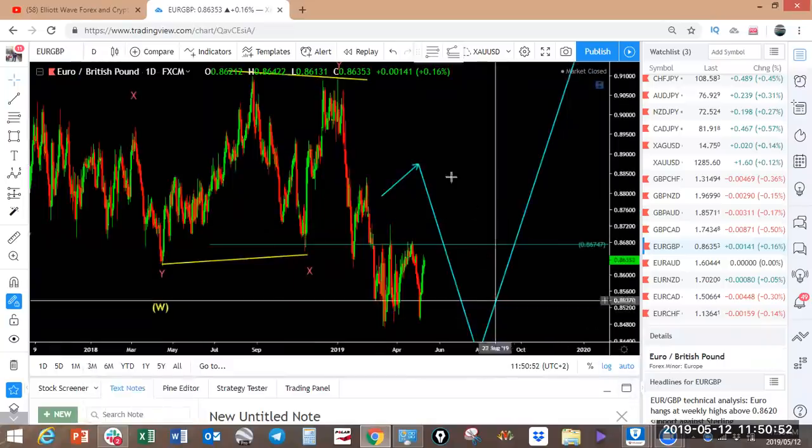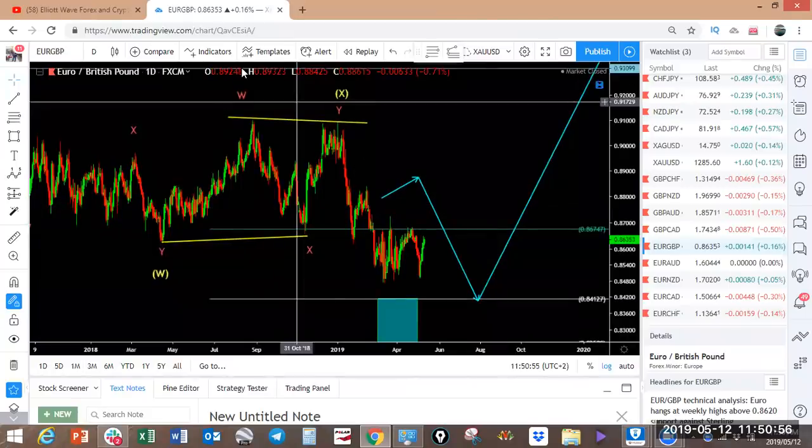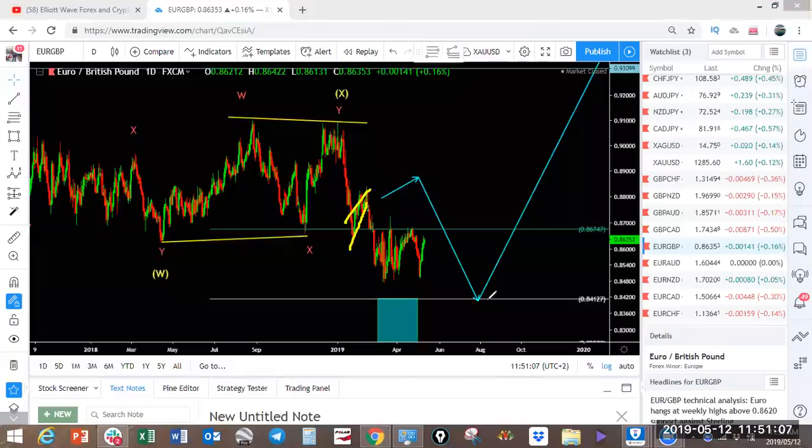Okay, now if you look on the daily, we have been waiting for this one to come down into the blue box. This blue box was projected when this was still way up there. Okay, we still wanted this one to come down here. We got this corrective structure. This is the arrow, and then we're looking for this one to come down here.